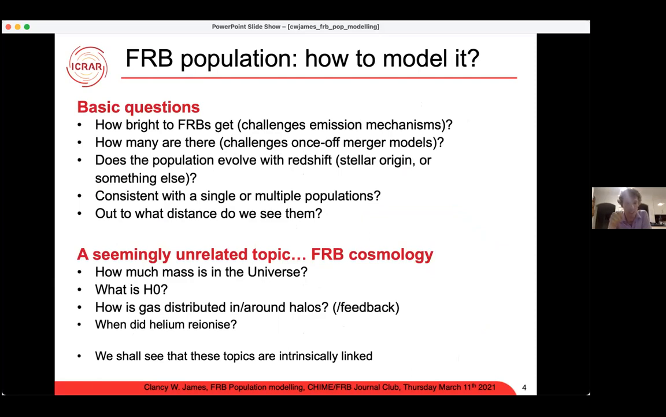One of the key points here is that there are a lot of papers that look at FRB population modeling, which answer questions like: how bright are they, how many are there, do they evolve with redshift, is this consistent with single or multiple populations, and out to what distance do we see them? But there's also this subset of FRB papers on FRB cosmology: how much mass is in the universe? What's H0? Where is the gas? And, in a different font size for some reason, when did the universe reionize?